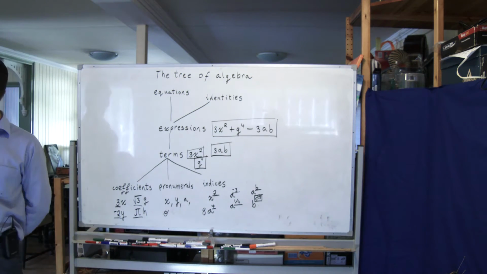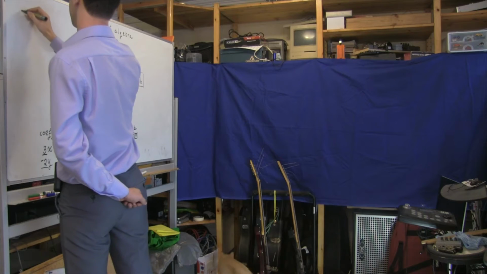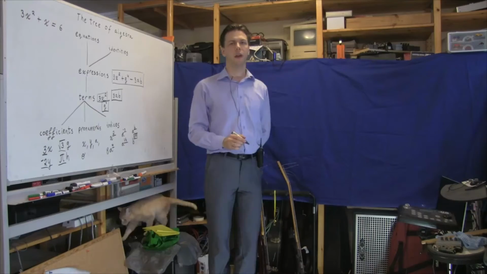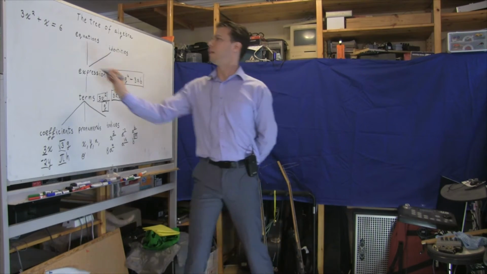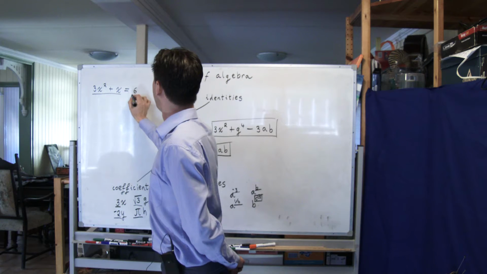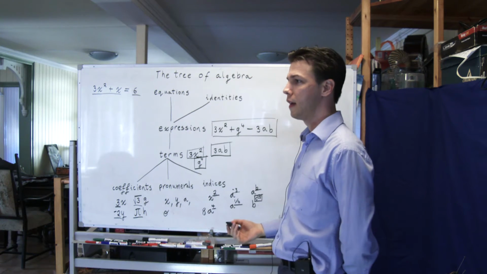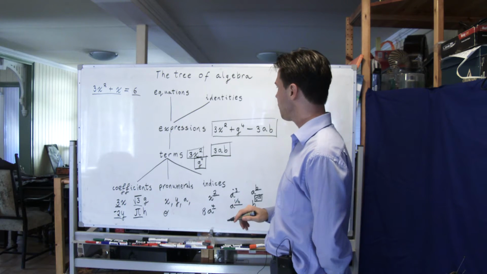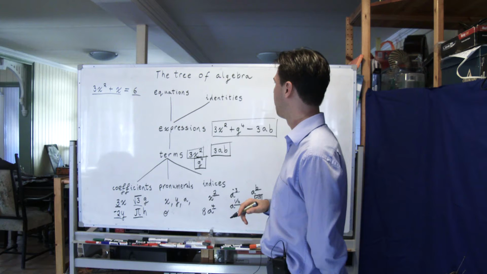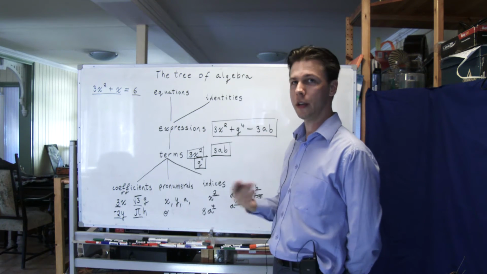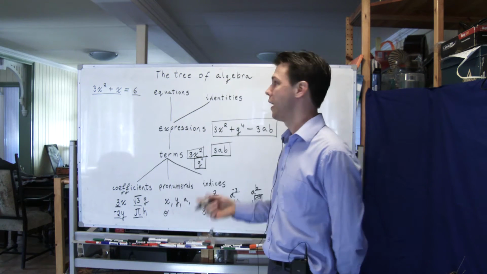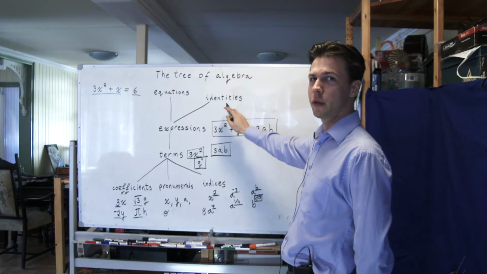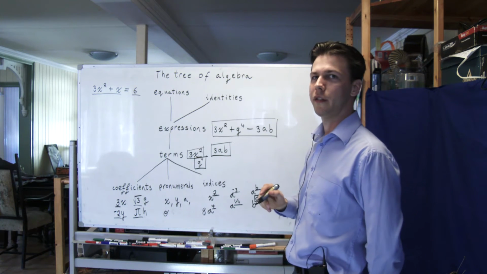Here's an example of an equation. So see, we have an expression on the left, an expression on the right. Just the 6 by itself is still an expression. It just has no pronumeral or index, that's fine. And they're linked together with an equal sign. So this is an equation, and I drew this little branch off to the side because there's a special type of equation called an identity.